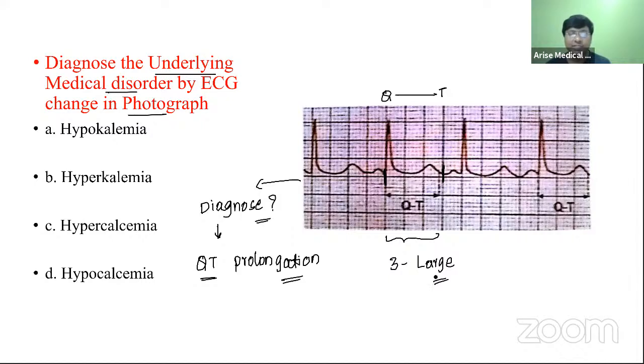Right, you have a total of 3 large boxes. One large box is nearly how many milliseconds? It is 200 milliseconds. So 200 milliseconds multiplied by 3, how much does it become? 600 milliseconds. So the QT interval in this patient is 600 milliseconds. That means it is a prolonged QT interval.